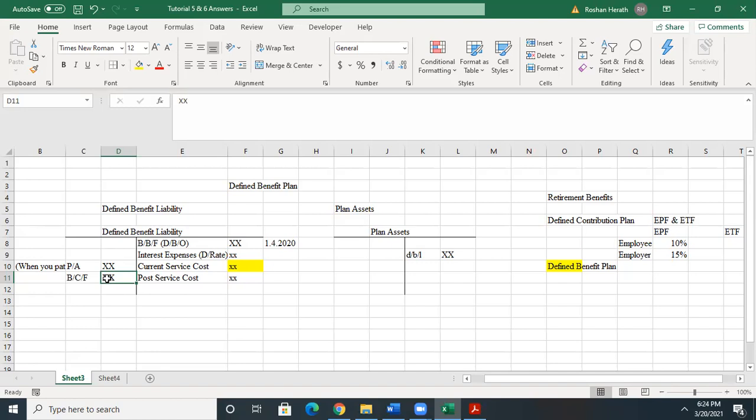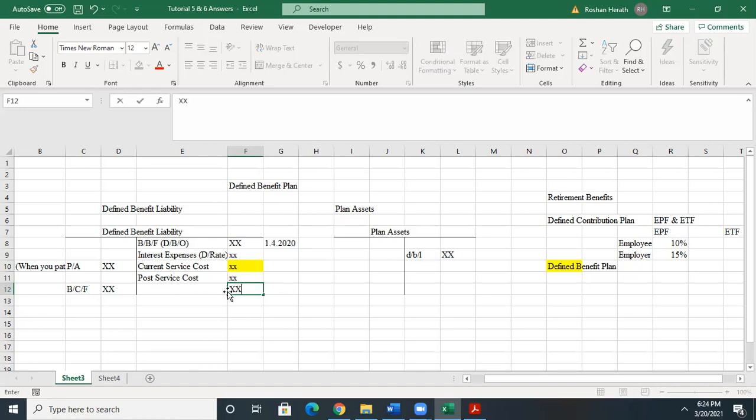That must be charged to the OCI. So therefore, apart from this, you would likely see there can be remeasurement gains or losses. Depending on which side is the greater, there can be a remeasurement gain or loss.